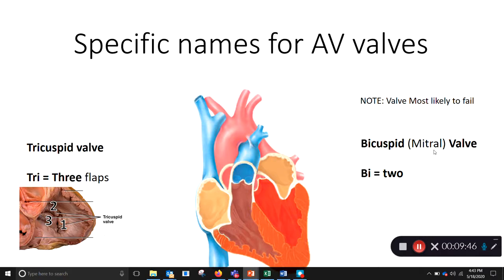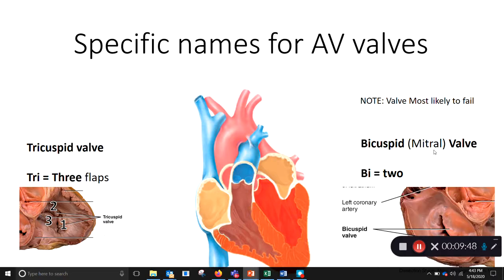Let's find out why it's called the bicuspid valve. Let's see here. 1, 2. Yeah, okay, that makes sense. It has 2 flaps. So the one on the left is called your bicuspid valve, and the one on your right is called the tricuspid valve.